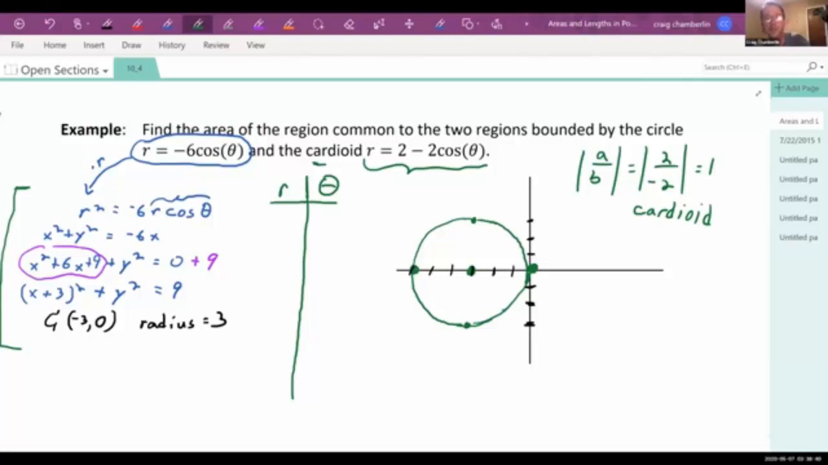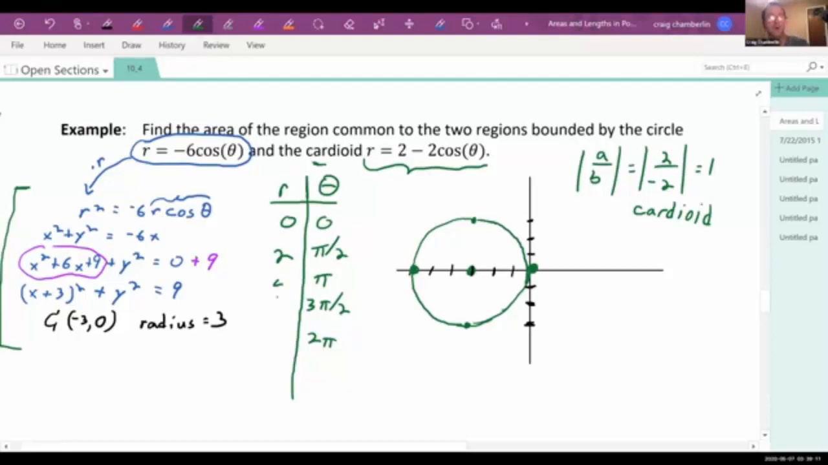So once again, to plot the cardioid, just 0, pi halves, pi, 3 pi over 2, 2 pi. And then if I plug in 0, cosine of 0 is 1. So I'll get 2 minus 2, which is 0. We'll be at the pole. At pi over 2, cosine of pi over 2 is 0. I'll get 2 then. At pi, I'll get 4.